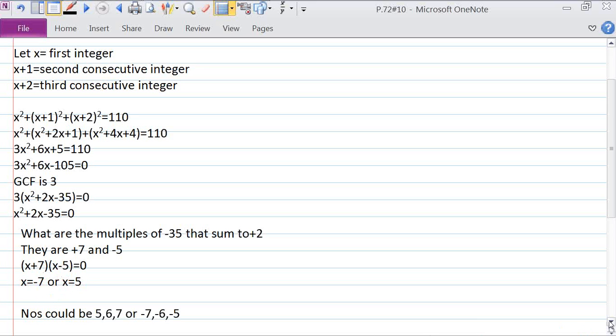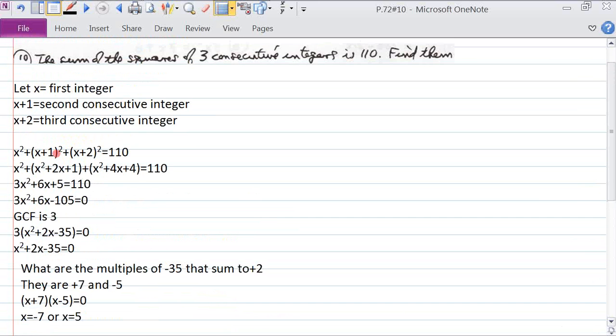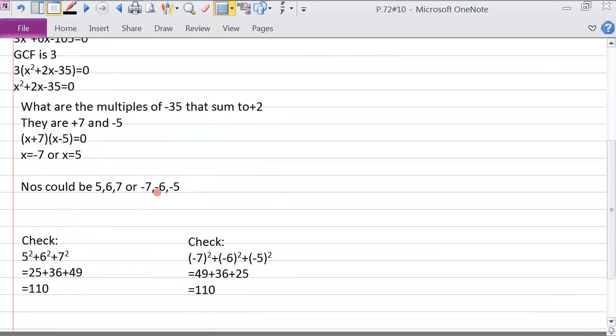Now if I take minus 7 as the answer and I add 1 to it, I get minus 6. And if I add 2 to minus 7, I get minus 5. So I go back here, and this one is minus 7. This is minus 7 plus 1, and this is minus 7 plus 2. And that's how I get minus 7, minus 6, minus 5.